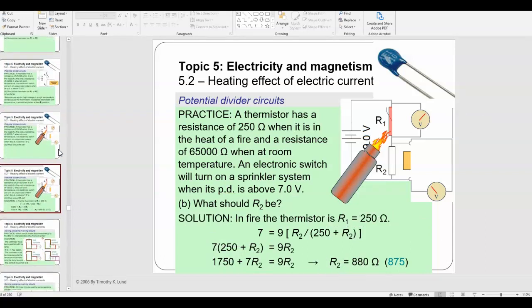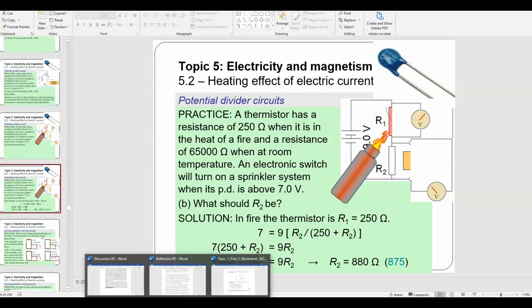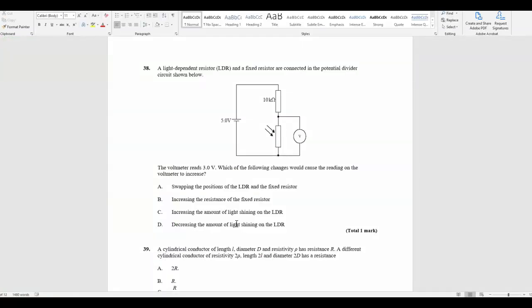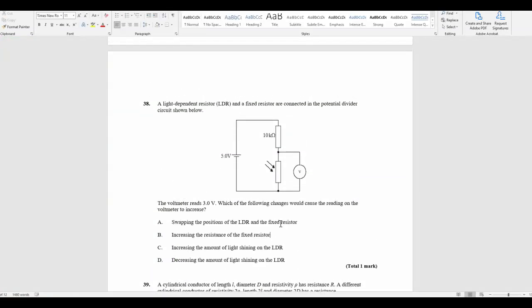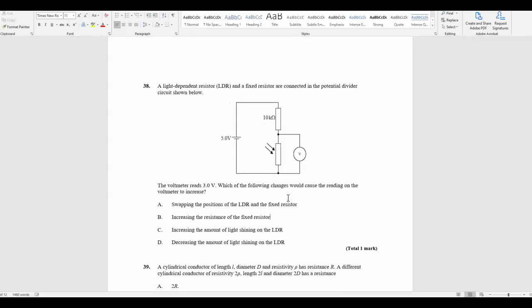Alrighty. Okay, so I want to take a look at one more question. This is a concept question, and this one is actually on the worksheet, so you might have already seen the answer to this question. But just to make sure you really understand the concepts of what we've been talking about with the potential divider. Okay, so 38, this is a multiple choice question.